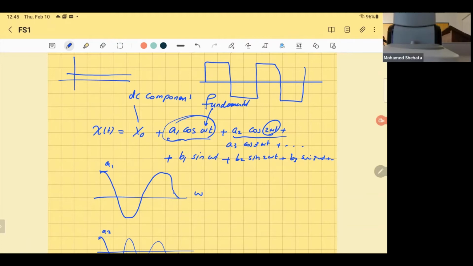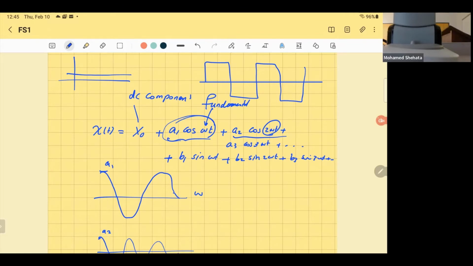And then you can find the sine and the cosine terms: terms of sine, terms of cosine. And I will tell you why we have both sine and cosine. It's not only cosine. You can make it cosine but shifted, like cosine of omega t plus theta. So it makes the shift, cosine and sine. I will do that; we'll do both. But in general, it's a series of cosines and a series of sines plus DC.